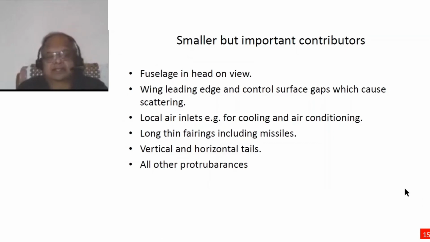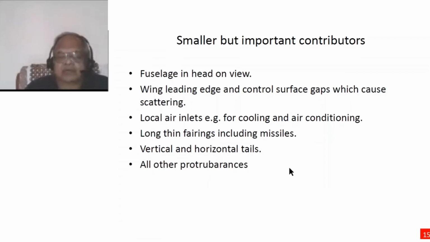Local air inlets, for example, for cooling and air conditioning, also contribute. You may have taken great care for the engine inlet, but there are smaller inlets which are needed, sometimes locally, to cool equipment. Long, thin fairings, including for missiles, which are usually snug under the wing, are also something you need to look at. Vertical and horizontal tails I've already mentioned, and all other protuberances you want to remove, or smoothen them out or flatten them out so that they don't reflect.